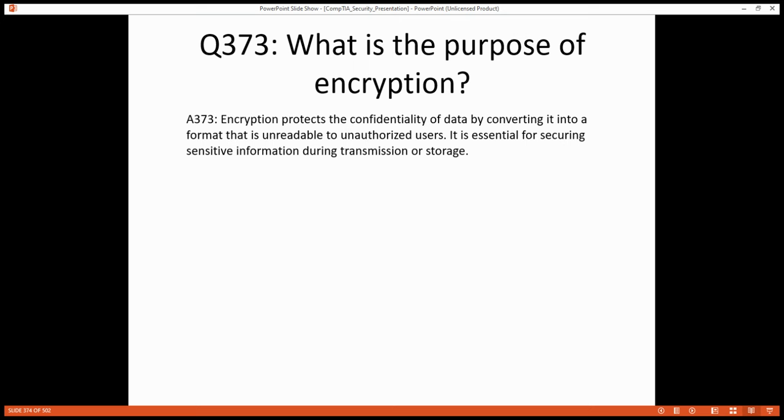Q373. What is the purpose of encryption? A373. Encryption protects the confidentiality of data by converting it into a format that is unreadable to unauthorized users. It is essential for securing sensitive information during transmission or storage.